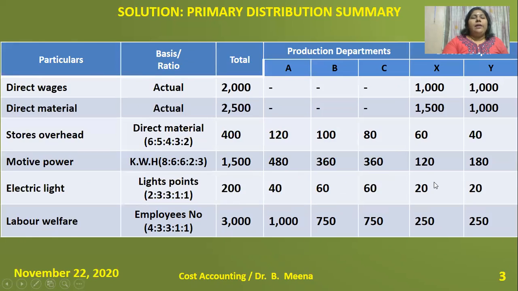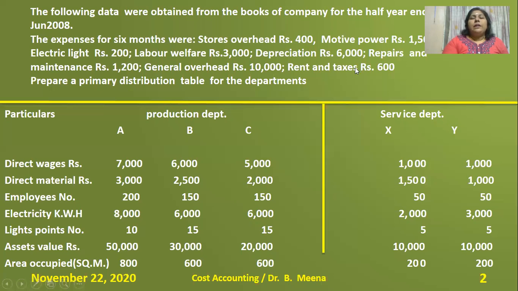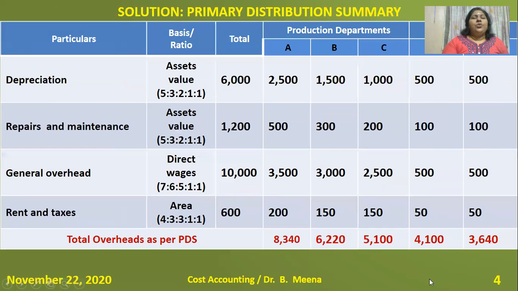Okay, finally I can take the expense rent and taxes. The basis I could select is area occupied. So what is the ratio? 4 is to 3 is to 3 is to 1 is to 1. So that is the ratio. I can apportion the rent and taxes, rupees 600. So 4 by 12, 3 by 12, 3 by 12, 1 by 12, 1 by 12. In this way, I can calculate the amounts for all the service departments and production departments.